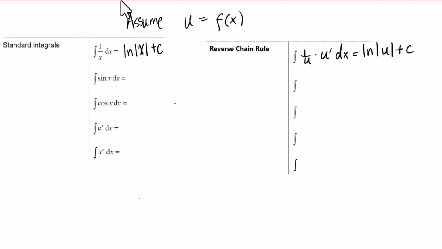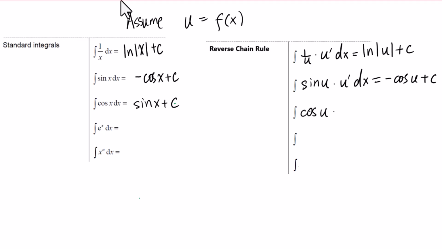Integral of sin x dx equals negative cosine x plus c. So, reverse chain rule, the integral of sine u times u prime dx equals negative cosine u plus c. Standard integral, the integral of cosine x dx equals sine x plus c. For reverse chain rule, the integral of cosine u times u prime dx equals sine u plus c.